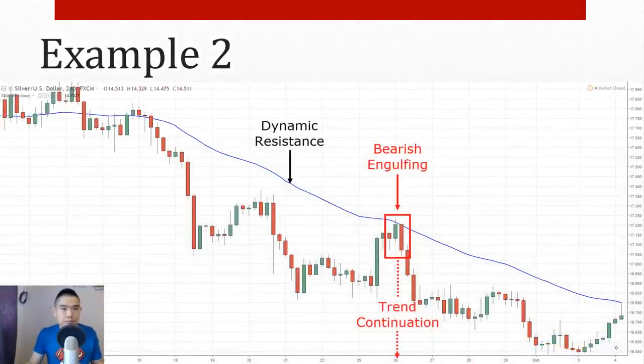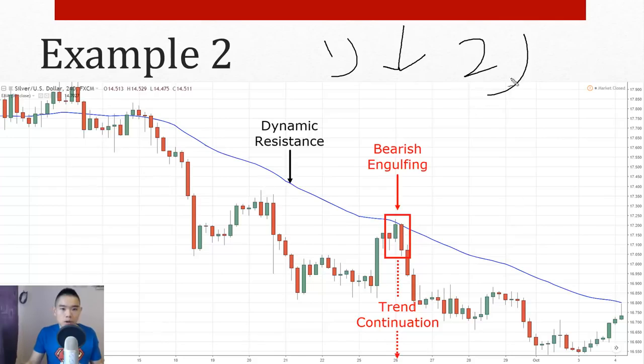Second example. Number 1, what is the trend? The trend is down, a downtrend. You can see that the price is coming down lower. Number 2, where is the area of value? This time around, the area of value is a moving average. This is the 50-period moving average, acting as a dynamic resistance.